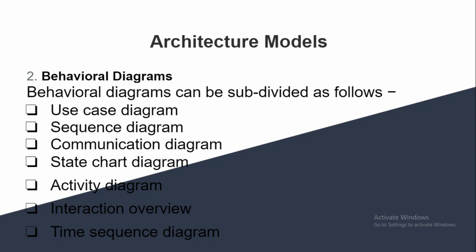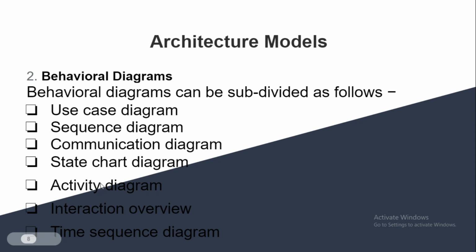State chart or state machine diagram represents the event-driven state change of a system. It basically describes the state change of a class, interface, etc., and is used to visualize the reaction of a system by internal and external factors. Activity diagram.